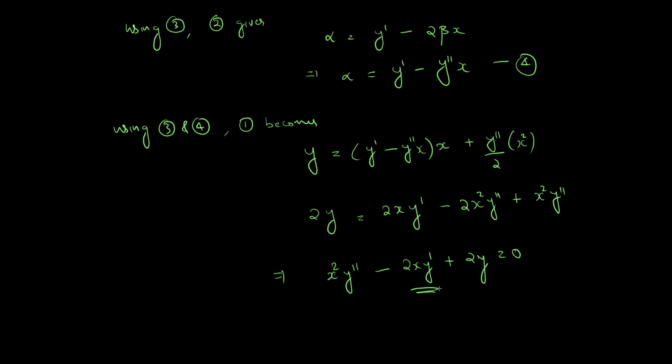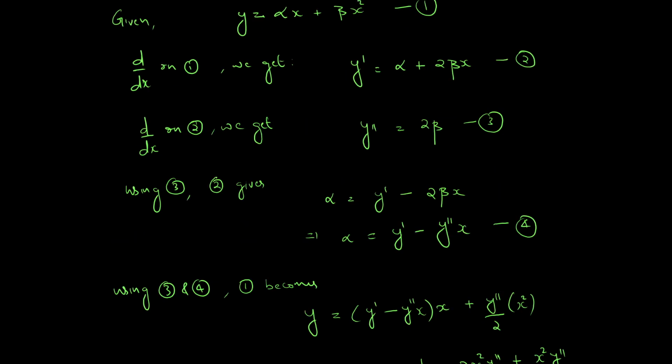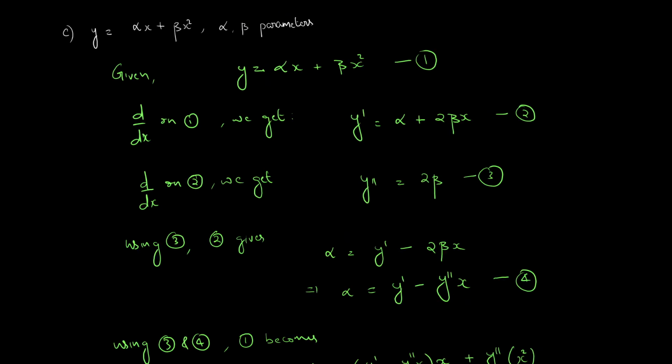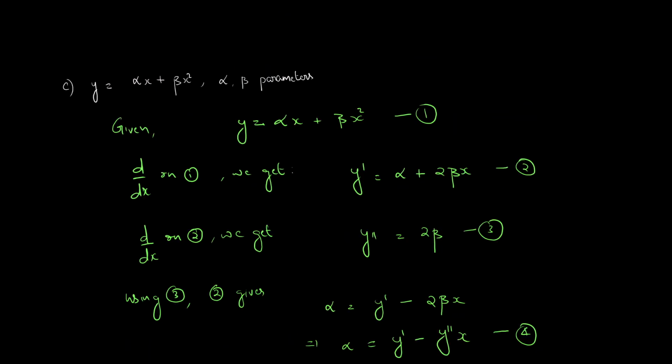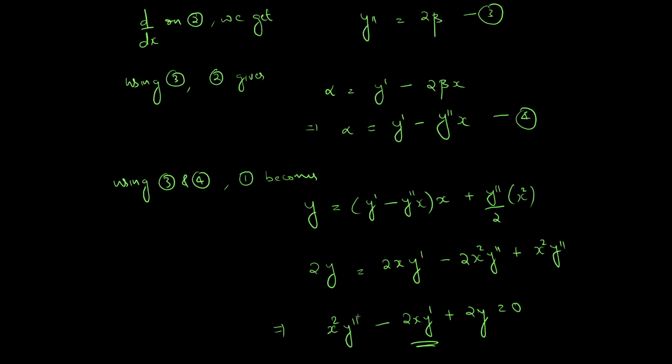So this is the required solution to part C. So we got our differential equation, which is of second order. We successfully eliminated both alpha and beta, which were parameters, and got our differential equation.